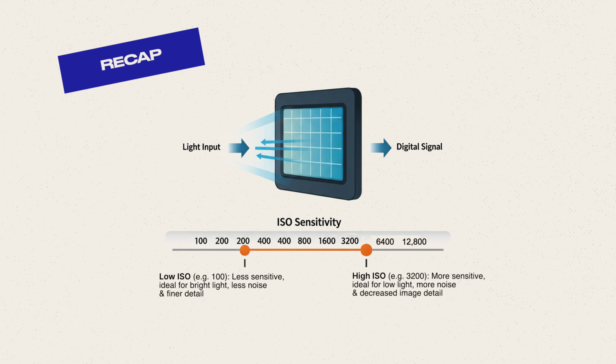Here's a quick recap to remember. Low ISO means your camera is less sensitive to light, and this produces a cleaner image. High ISO means your camera is more sensitive to light, but there is more potential for grain and noise. Try to stay at the lowest ISO whenever possible, and only increase ISO when the lighting demands it.